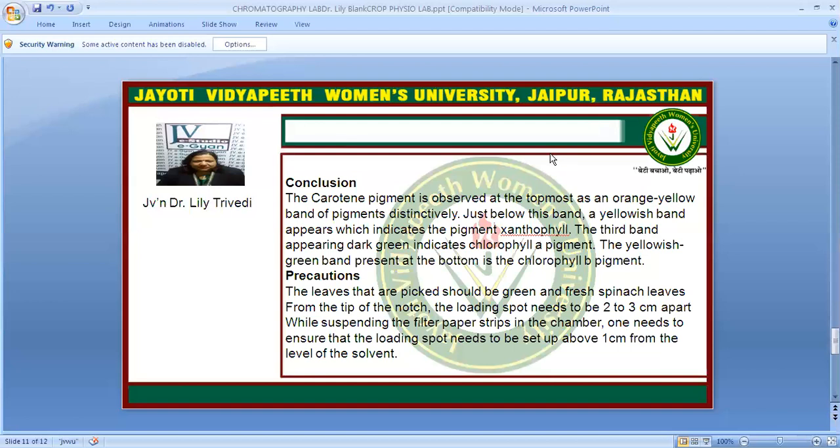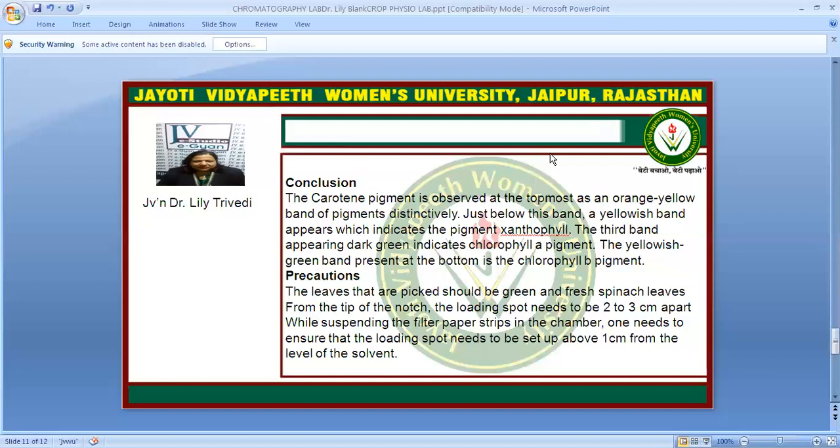So what do we conclude? The carotene pigment is above, the orangish yellow band, and below it is the yellow band of xanthophyll, and the third band is chlorophyll A, dark green in color, and chlorophyll B is at the bottom, which is yellowish green. Now these pigments are separated, and there are some precautions.